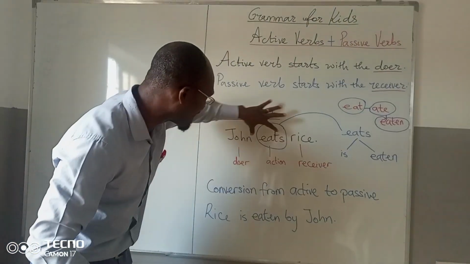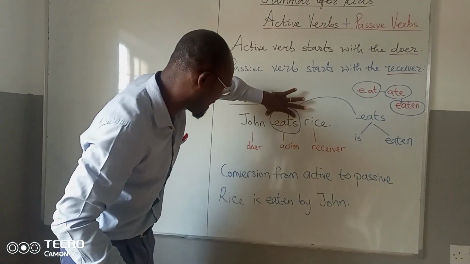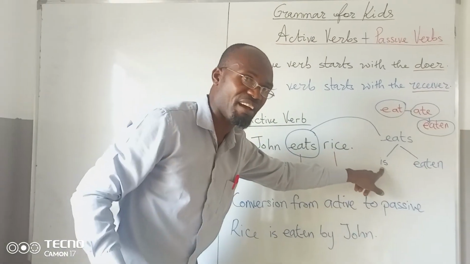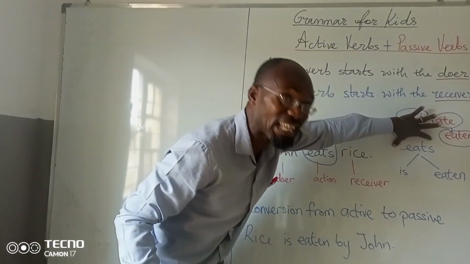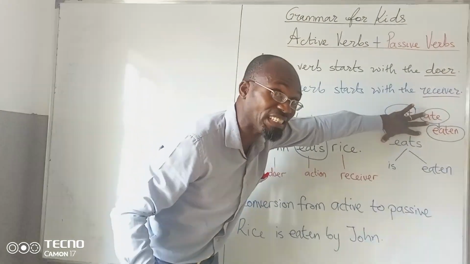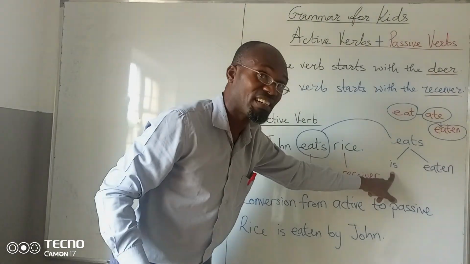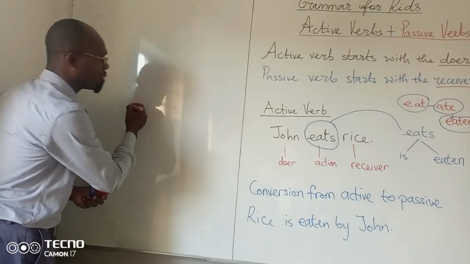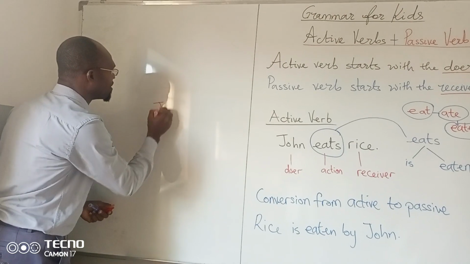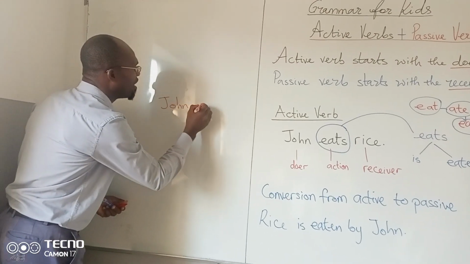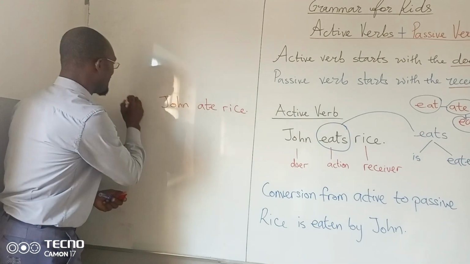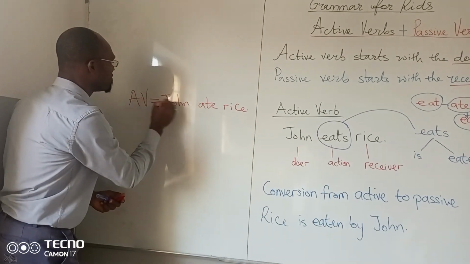Take note how we converted eats into is eaten. We use is here because this is a present tense verb. It's present tense. That's why we use is here. Let's say, for example, we have John ate rice. This is active verb.